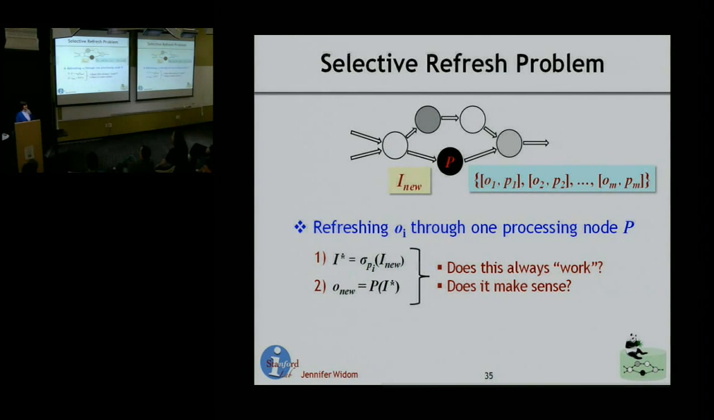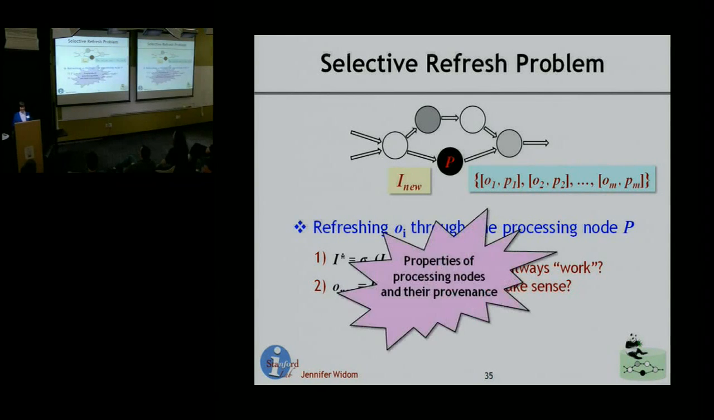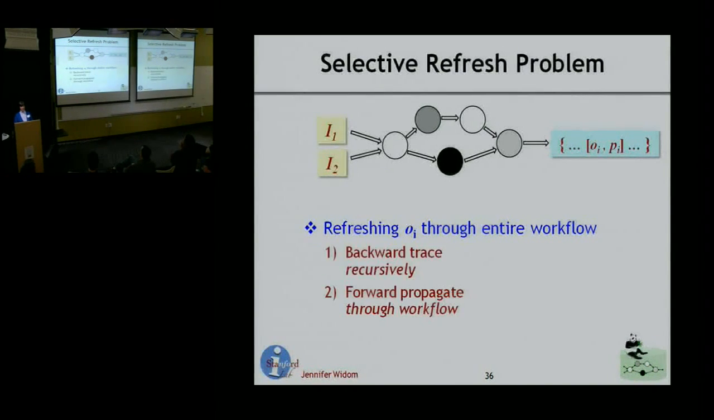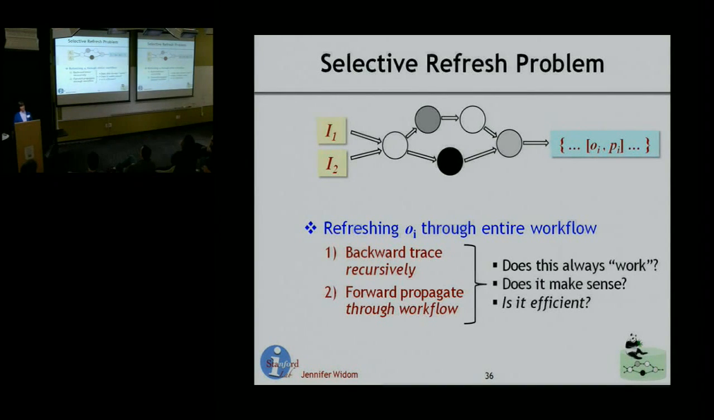You have to have certain properties for it to work, period. And I'm going to tell you those, but we're not going to go through them in any detail. The other is, does it make sense? It actually does generally make sense. But it depends on certain properties of the processing nodes and the provenance itself. We can sort of generalize the whole idea to go through an entire workflow. So we have output here, and we want to go all the way back to our original inputs, which might have changed. So I do recursive backward tracing, and then I send it all the way through the entire workflow.